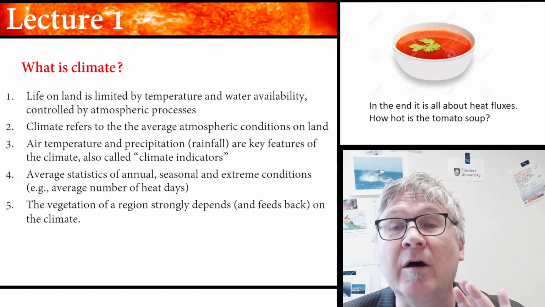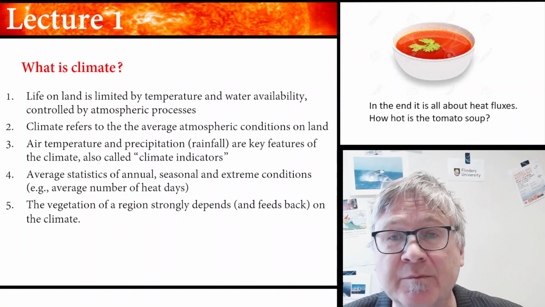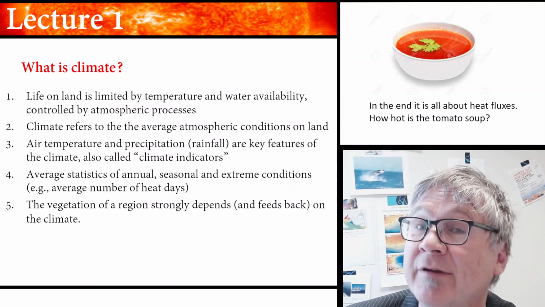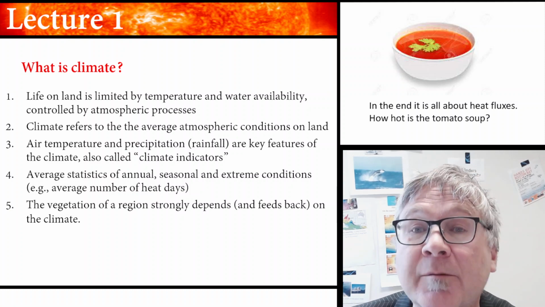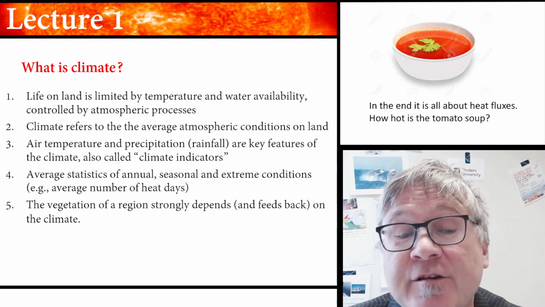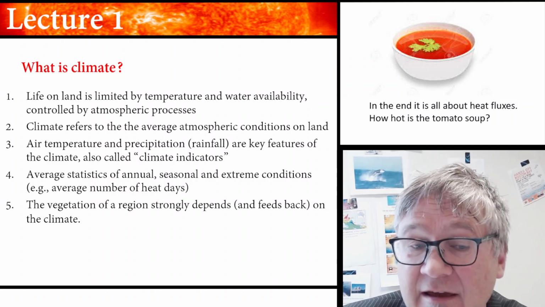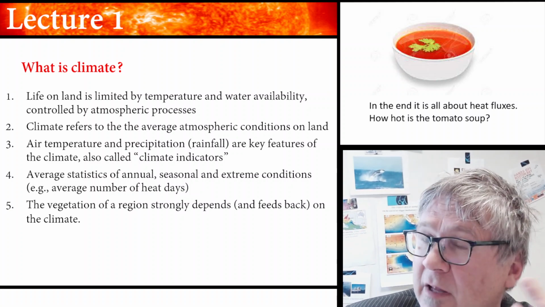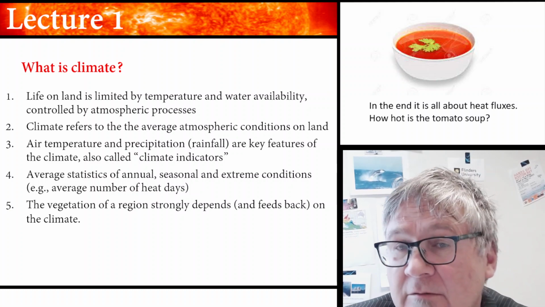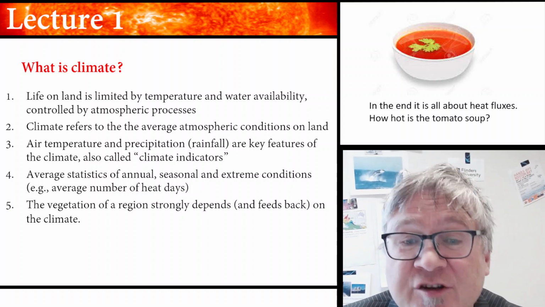So what climate now refers to are the average atmospheric conditions on land. We're talking about air temperature and precipitation, the rainfall. These are the key features of the climate, also called climate indicators. They're called climate indicators because that's how you can actually measure climate, through measurements of air temperature and measurements of rainfall.